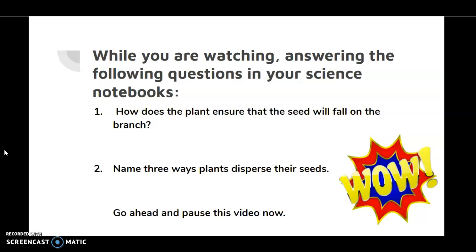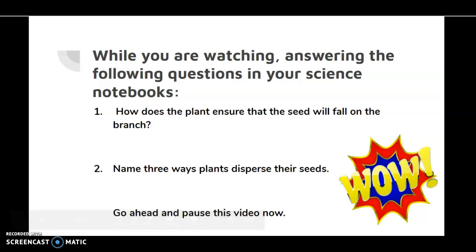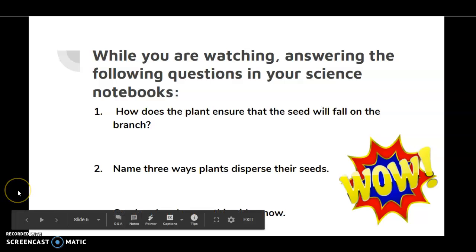First, how does the plant ensure that the seed will fall on the branch? You're probably going, what? But it's going to make sense once you watch the video. It's pretty neat. And then think of 3 ways plants disperse their seeds, right? We're going to talk about these, but I want to see if we can get your brain thinking first. All right, so go ahead and pause this video, and watch the mistletoe video in your Google Docs and answer these questions in your notebooks. All right, pause the video.